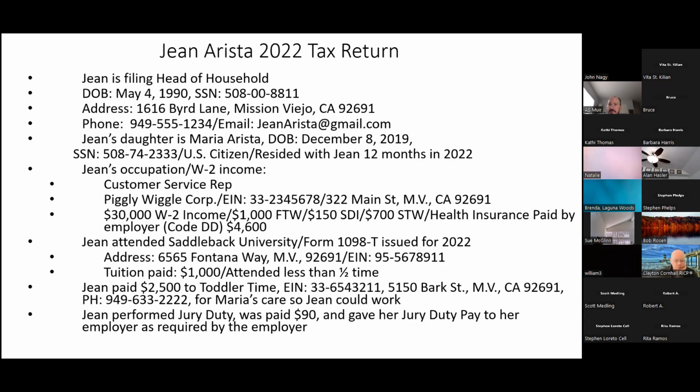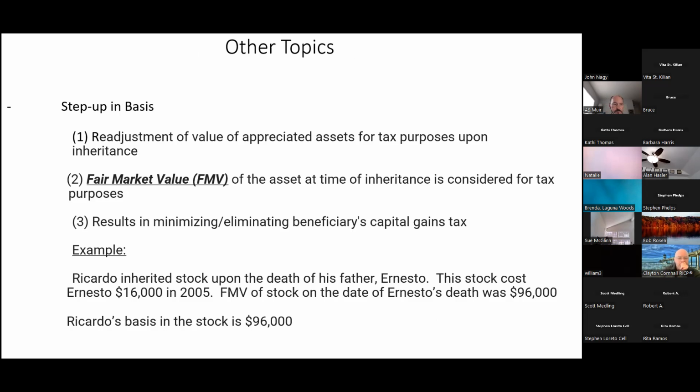Hey, Jerry, can I mention something? Sure. On the previous slide, you were talking about step up in basis, and just so people are clear, it doesn't just apply to capital gains on stocks, but a common thing is when a couple owns a home in joint ownership, and then one half of the couple passes away, then there could be a step up in basis for the surviving spouse.